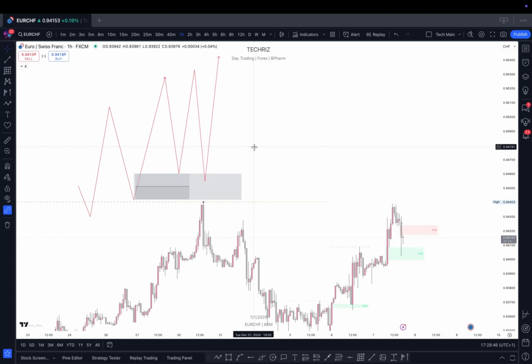Because you'll be trying to force trades, and at the end of the day, you'll be losing your money. So I don't really get why people actually force trades a lot.